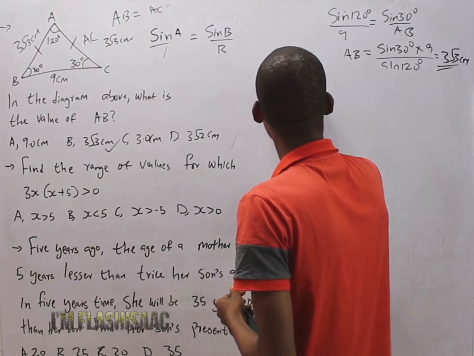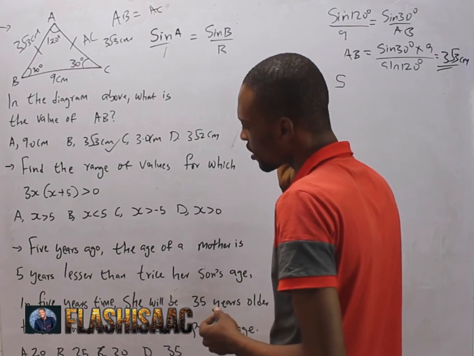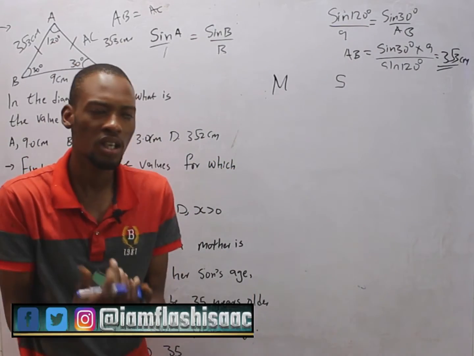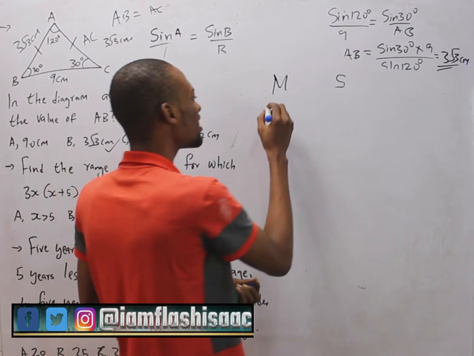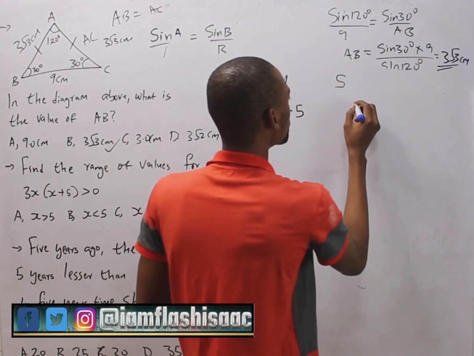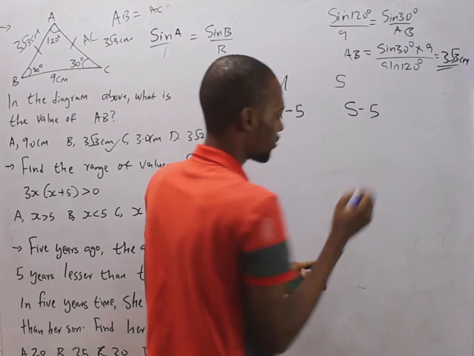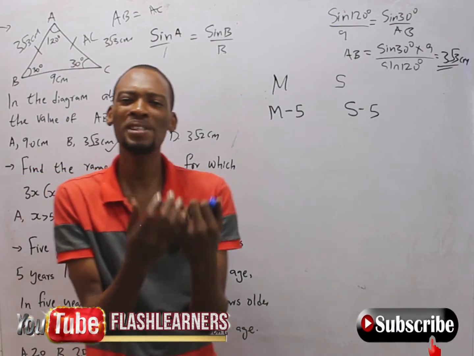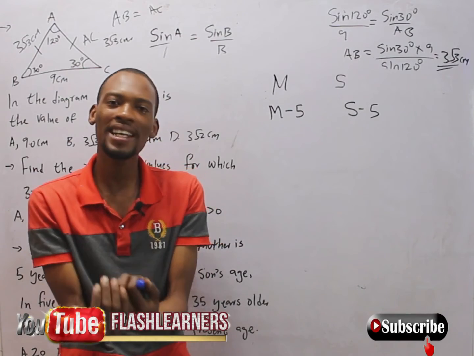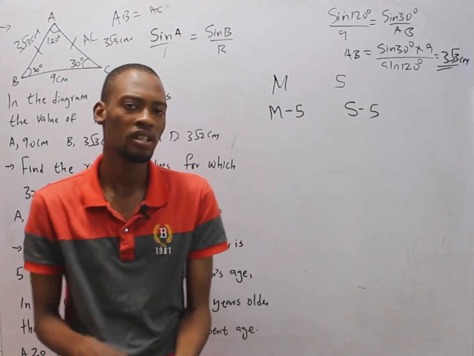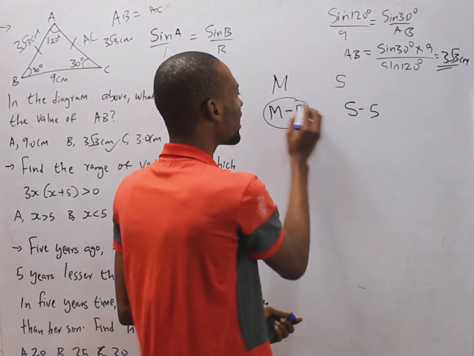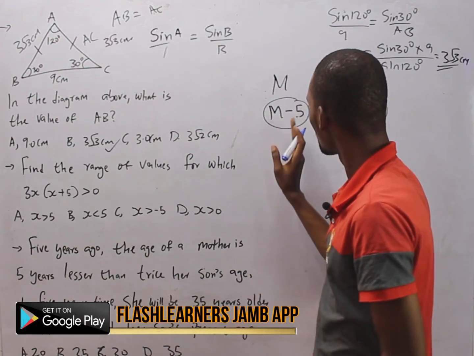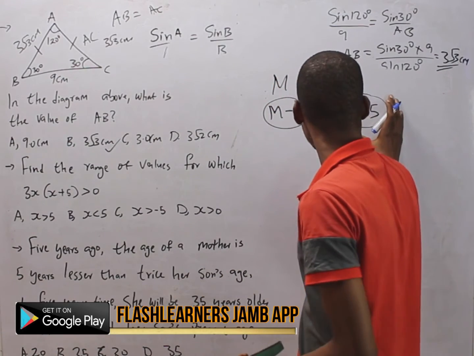Let the mother be M and let the son be S. Now, 5 years ago. What is 5 years ago? 5 years ago is when the mother's age is M minus 5 and the son is S minus 5. Because if you are 10 years old now, 5 years ago, you are simply 10 minus 5. 3 years ago, you are simply 10 minus 3. So 5 years ago, this is the age of the mother and this is the age of the son.